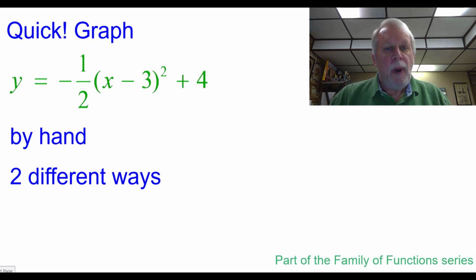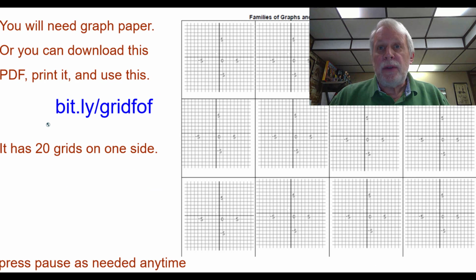Quick, graph y equals -1/2 times the quantity of x minus 3 squared plus 4 by hand, two different ways. This is part of the family of functions series. You will need graph paper, or you can download this PDF and print it. Press pause as needed any time during this video.